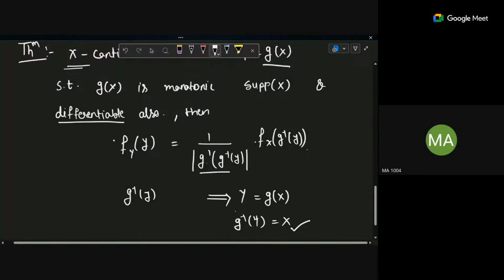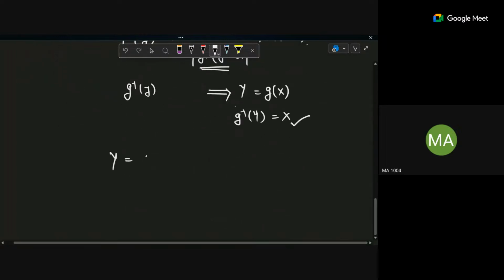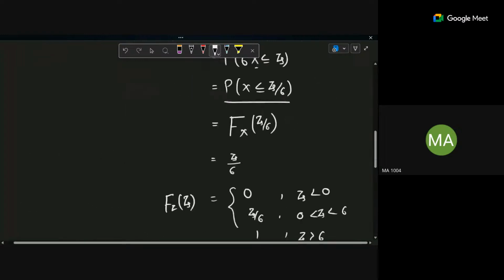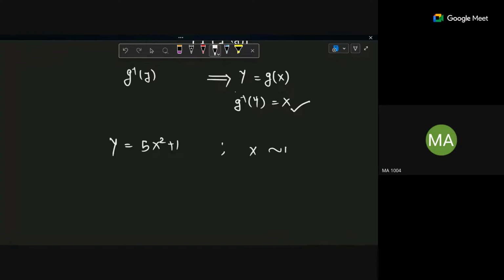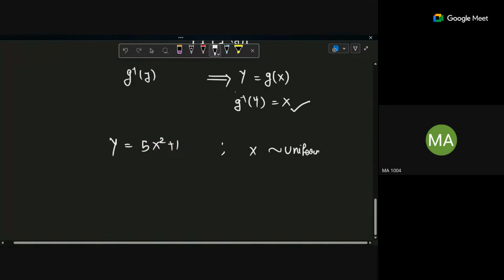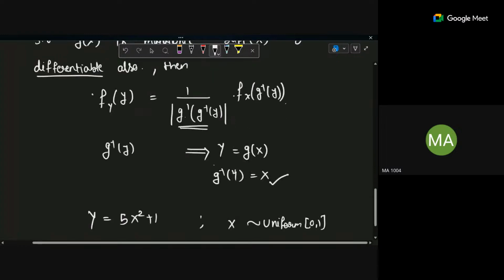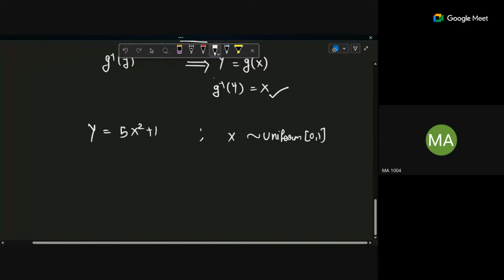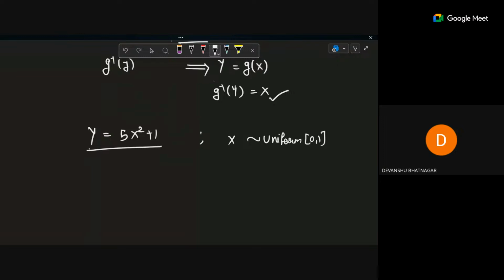In the theorem, we also noted that our function should be differentiable. Why? Because we are differentiating here, right? So for the function y is equal to 5x square plus 1, where I know that x follows a uniform distribution over 0 to 1, then obviously I know it's a PDF, right? According to this formula, first my y should be a monotonic function. So check whether this function is monotonic or not. On which interval should it be monotonic? In 0 to 1.